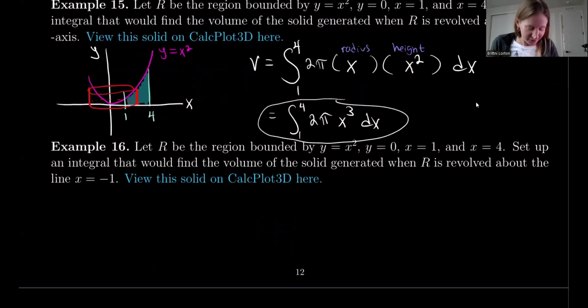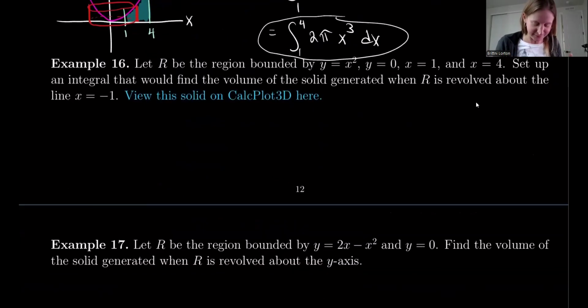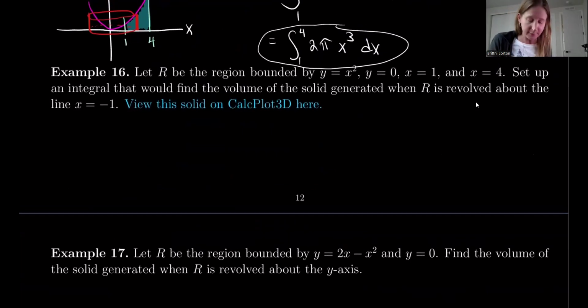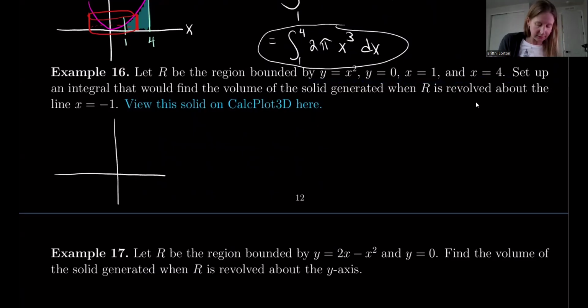Let's see if we can get a few more examples. I won't do all of them, but let's do as many as we can to try to visualize what's happening. So same thing here. This one's only asking me to set it up rather than solve it, so that'll make it a little bit easier. R is the region bounded by y equals x squared, y equals 0, x equals 1, x equals 4. Set up an integral that would find the volume of the solid generated when it's revolved around the line x equals -1. So just like before, step 1 is to draw the picture.